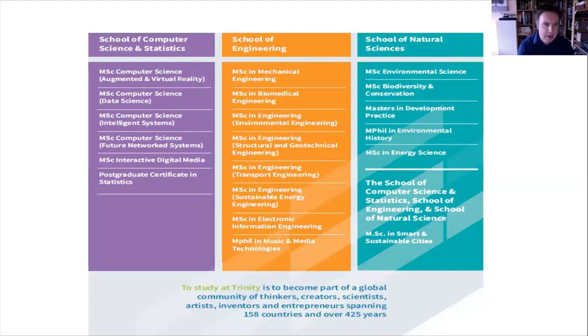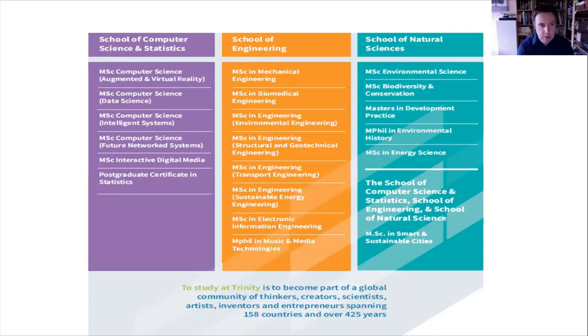If we focus on the left-hand side and look at that purple box, we can see a number of different programs that we offer. Our flagship offering is the M.Sc. in Computer Science. It's broken down into four strands: augmented and virtual reality, data science, intelligent systems, and future networked systems. For us, these are really important areas to develop talented new graduates in, but they're backed up by our excellence in research.